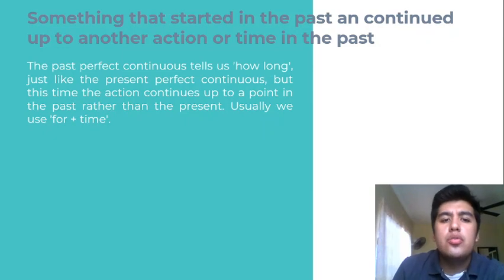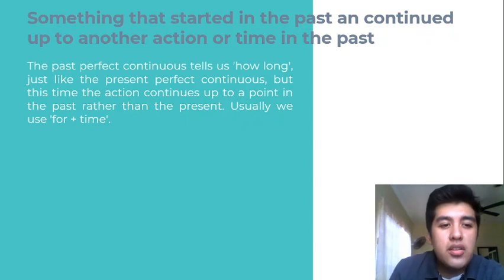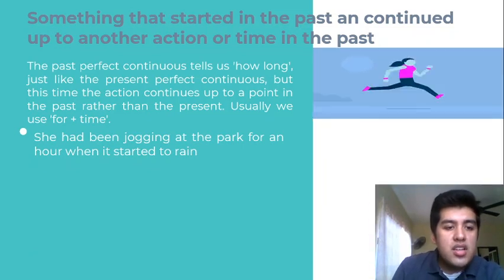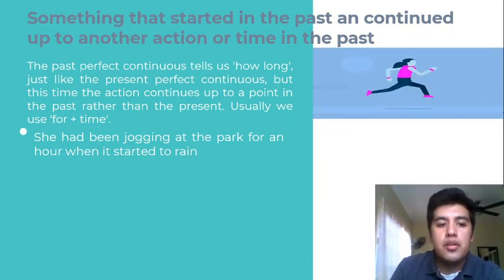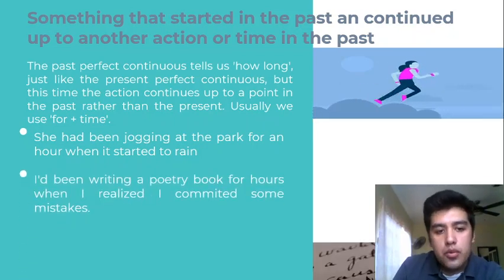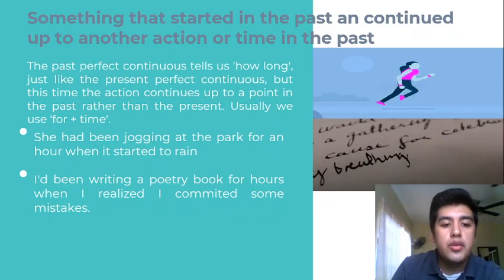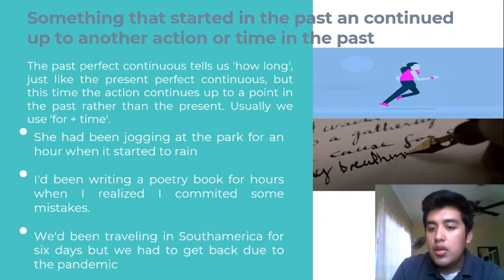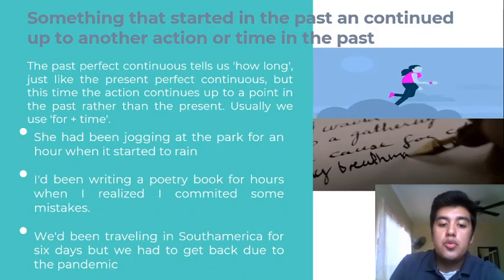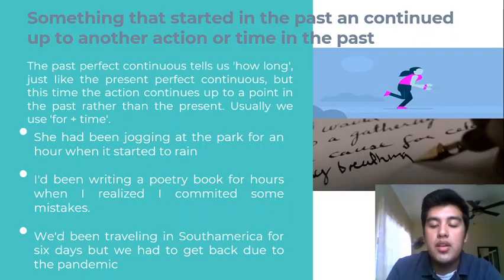The past perfect continuous tells us how long, just like the present perfect continuous, but this time the action continues up to a point in the past rather than the present. Usually we use for plus time. Like this: she had been jogging at the park for an hour when it started to rain. I'd been writing a poetry book for hours when I realized I committed some mistakes. We'd been traveling in South America for 6 days, but we had to get back due to the pandemic.